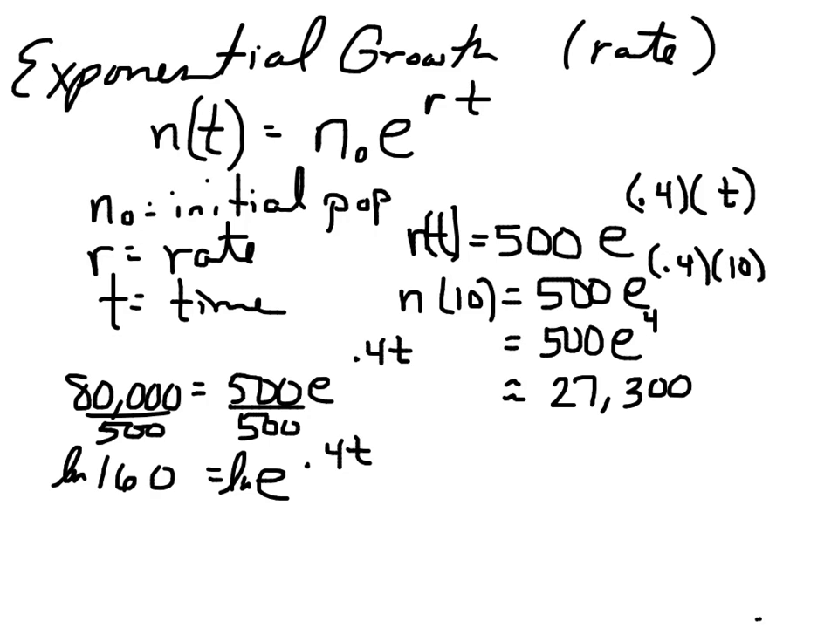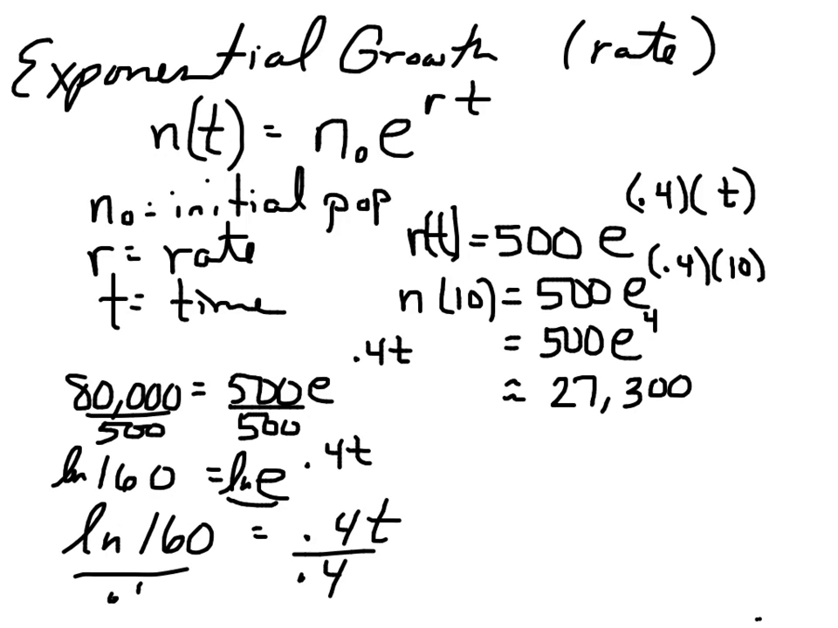So right now, remember the e and the ln cancel each other out. So the ln of 160 equals 0.4 T. Divide both sides by 0.4. And whatever that is, my answer. It's approximately 12.7 hours. Okay, so this is how the growth rate works, whereas the doubling one was the previous one. It depends on if it says doubling or whether it says growing at a percentage. Percentage is rate. Doubling is the first formula where it says times 2 to the something. Okay.